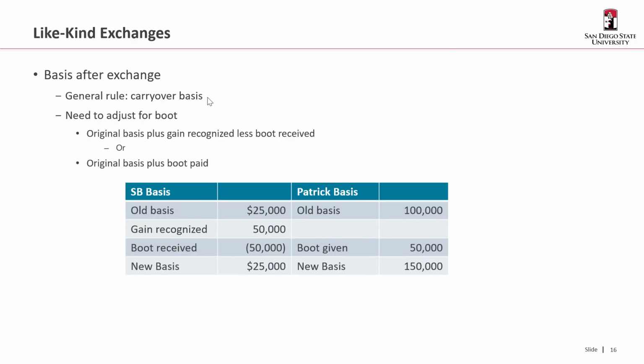All right, so if we do this for SpongeBob on the left, his old basis was 25,000. His gain recognized is 50,000. The boot he receives is 50,000, and his new basis meets the general rule for carryover basis of 25,000. Patrick, on the other hand, recall his old basis in the condo is 100,000. He's given boot of 50,000, so his new basis is 150,000.